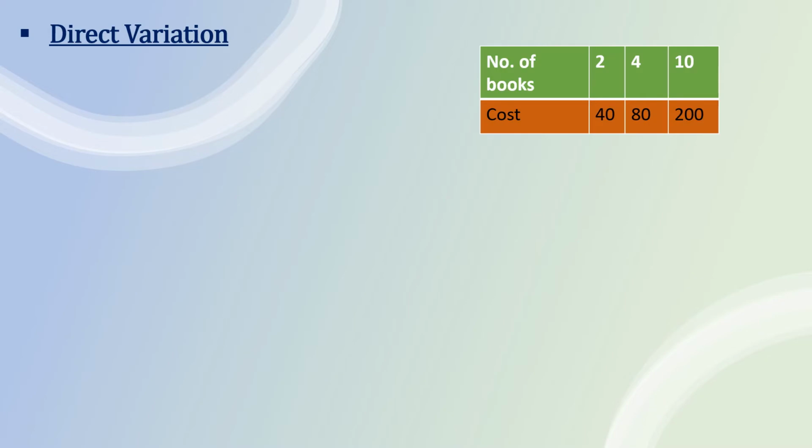Now, I've taken one example to teach this, that is number of books upon cost. I've formed a table of number of books and cost. I've taken number of books as 2, the cost of the books is 40. If I take number of books as 4, the cost of the books is 80.